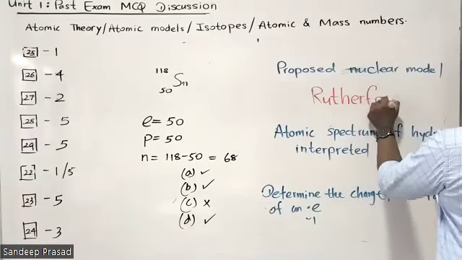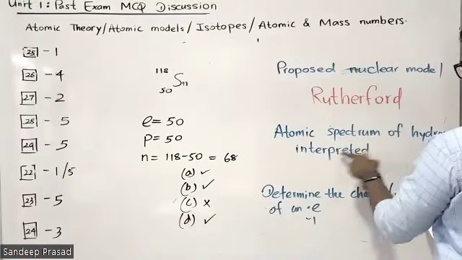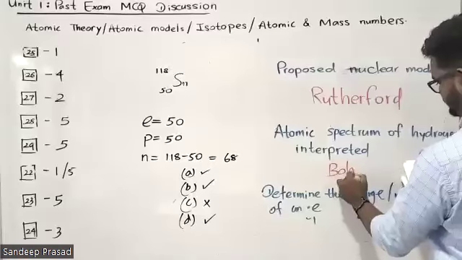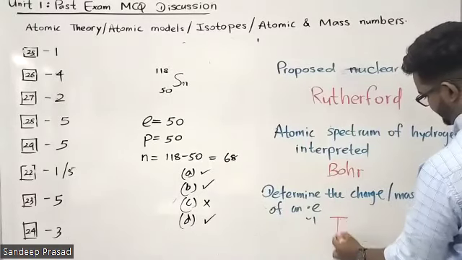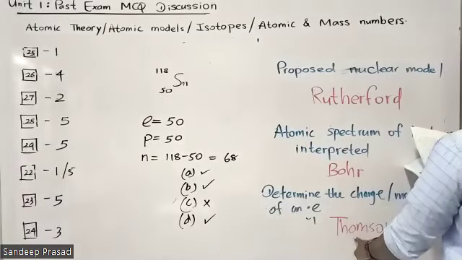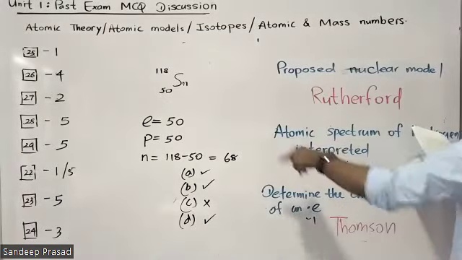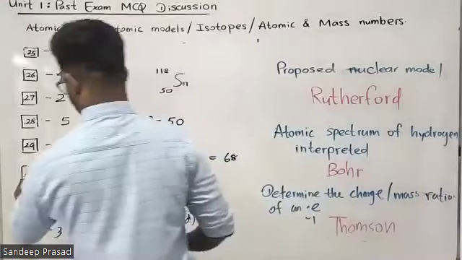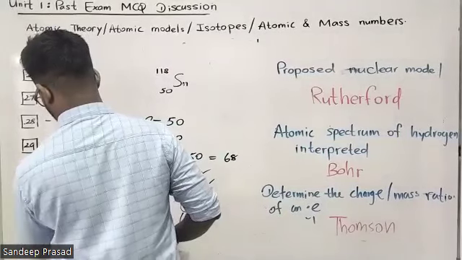No doubt about it. Atomic spectrum of hydrogen interpreted by using the energy level model, Niels Bohr. And you know who is the next scientist? Thomson. Then Rutherford, Bohr, Thomson. This answer is given in the second option. Question number 30 answer is second one.